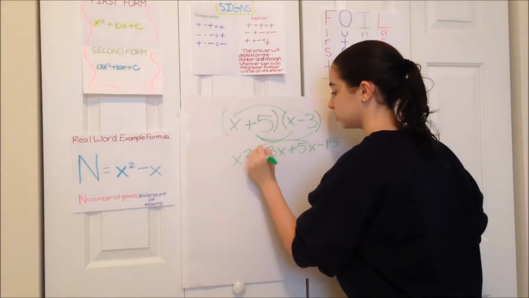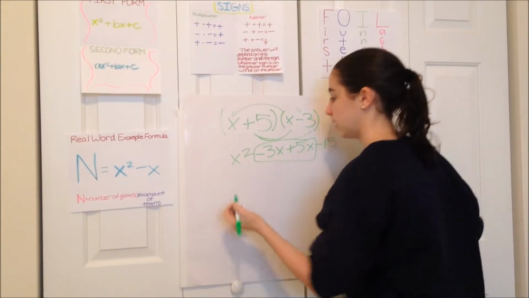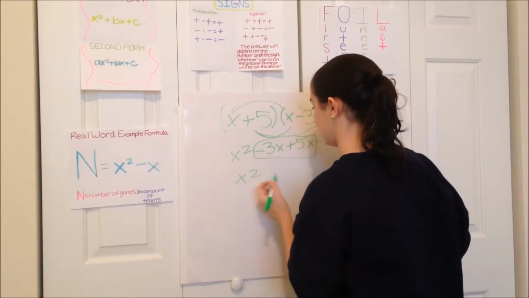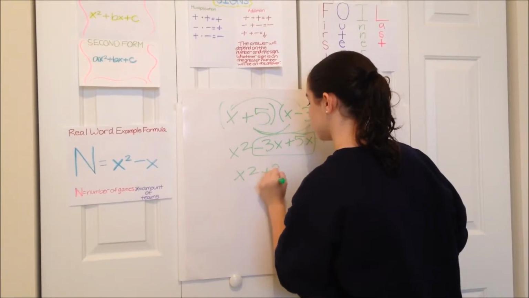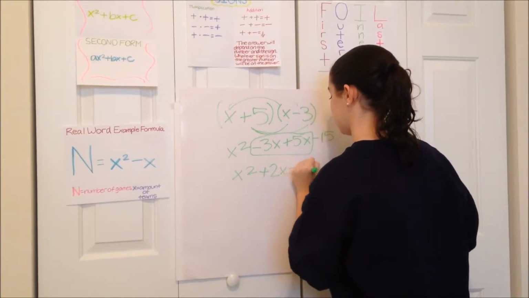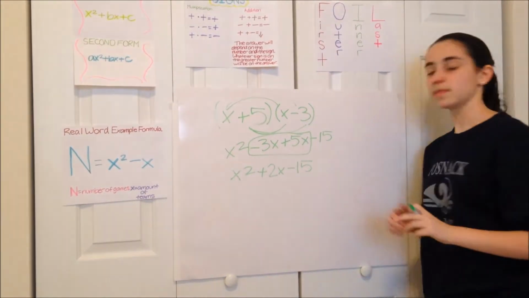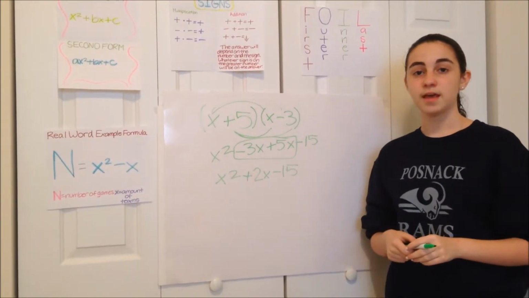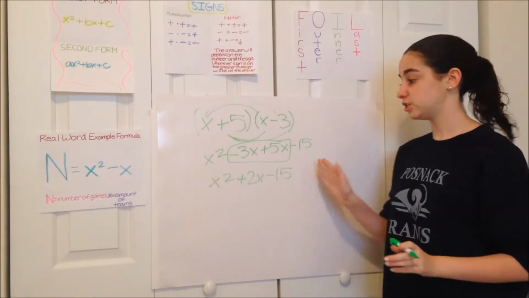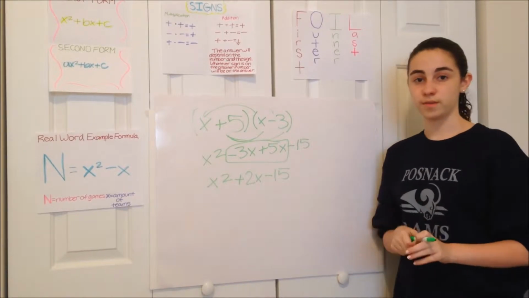Here we have like terms, so you're going to combine them. And you get x squared plus 2x minus 15. This is the answer to the problem. Now, you will learn how to change this back into its original form.